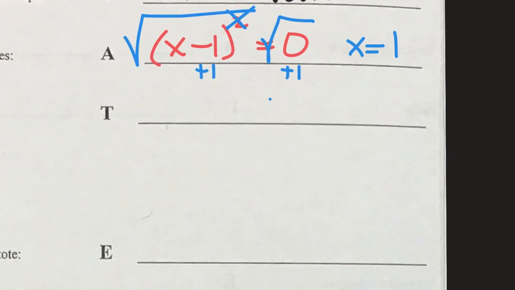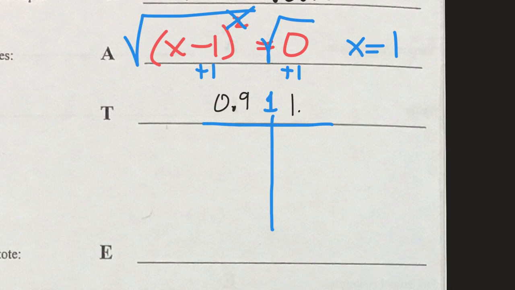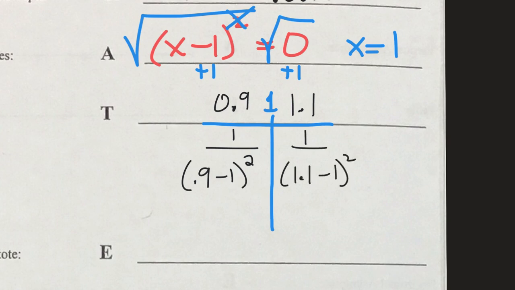Positive 1 was your asymptote. So we're going to pick a number close on the left side, like 0.9. And we're going to pick a number to the right side, like 1.1. So what's 1 over 0.9 minus 1 squared? And what's 1 over 1.1 minus 1 squared?